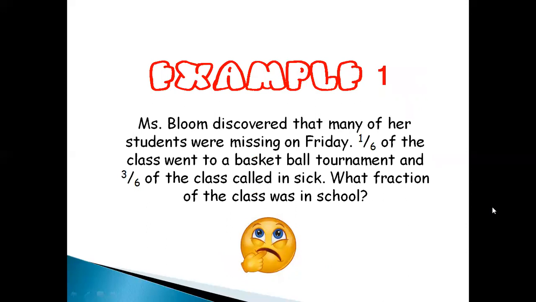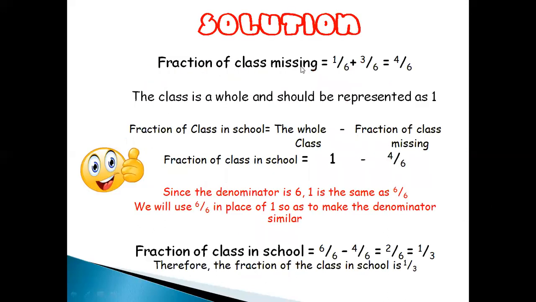Let's look at this example. Miss Bloom discovered that many of her students were missing on Friday. 1 over 6 of the class went to a basketball tournament and 3 over 6 of the class called in sick. What fraction of the class was in school? So let's see what we're going to do. First of all, let's look at the fraction of the class that is missing. Remember, 1 over 6 went for the basketball tournament and 3 over 6 of them called in sick. So let's add all those people that are missing. We have 1 over 6 plus 3 over 6, and this will give me 4 over 6.